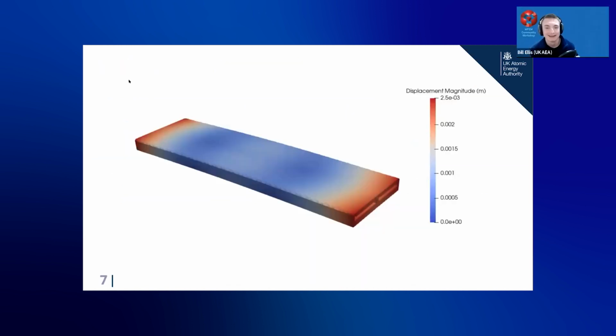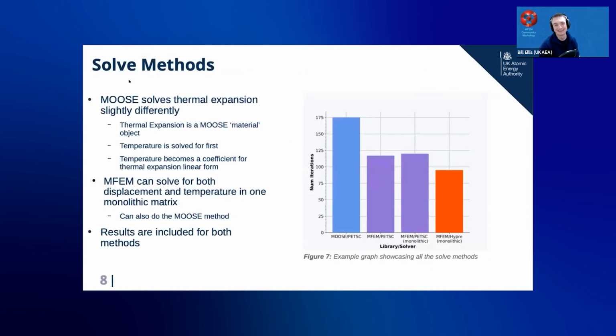Coolio. This is what it looks like when you model thermal expansion. It goes a bit bendy. That's not very interesting. Next slide, please.